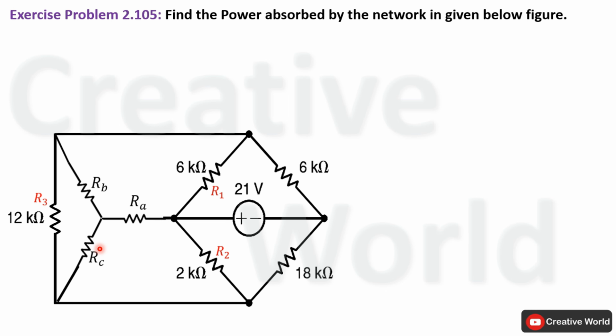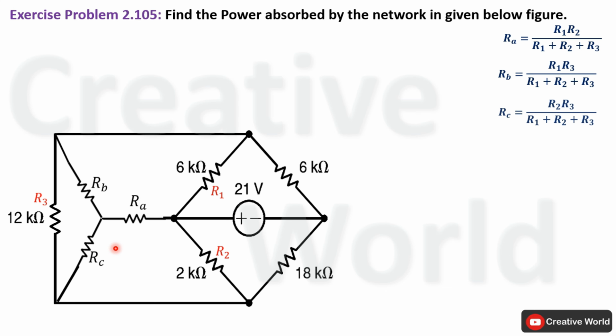Now for the calculation of these three resistance values, we will use the delta to star configuration formulas that are provided here. In this case, RA will be equal to the product of R1 and R2 divided by R1 plus R2 plus R3. Similar case will be with RB and RC. Place values inside these equations to calculate the respective RA, RB and RC.